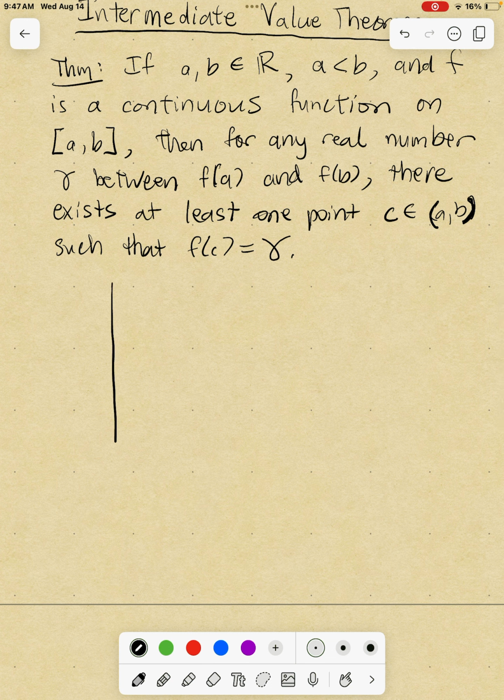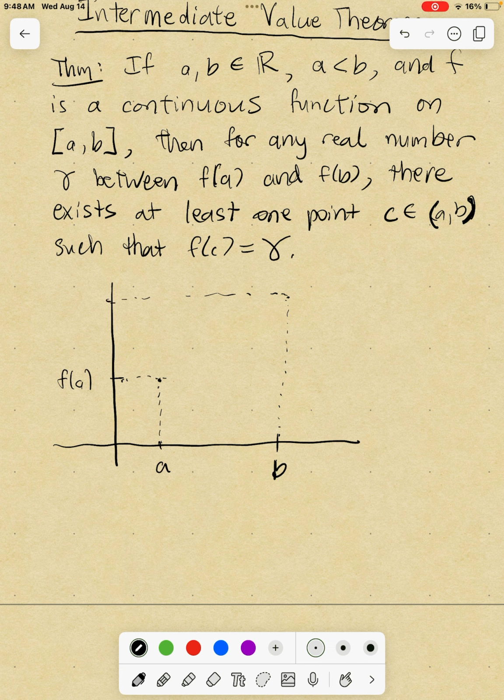So let's say a is here and b is here. And f is some function, so let's say f of a is here. And let's just say that f of b is there. So when you plug in a, you get f of a. When you plug in b, you get f of b.